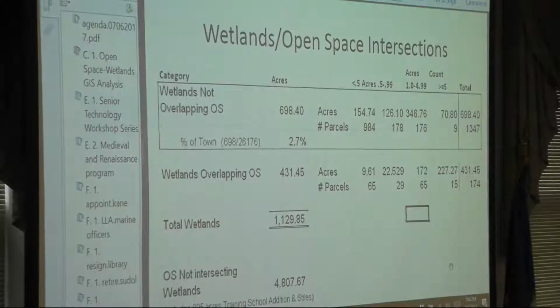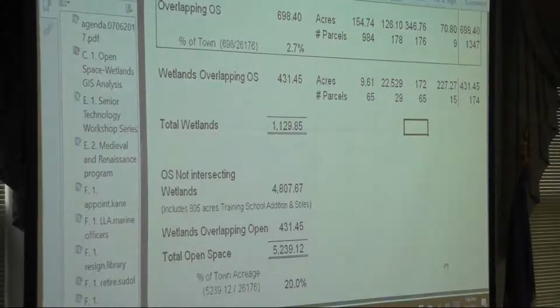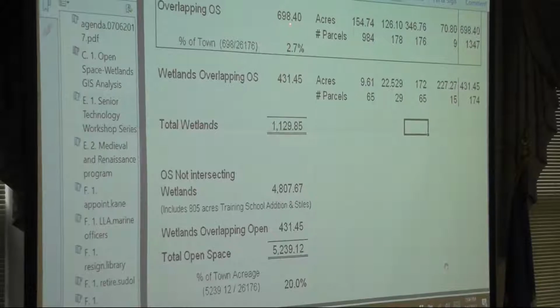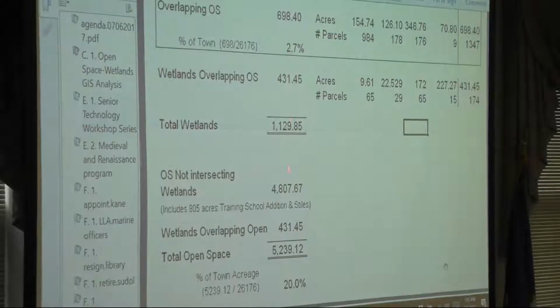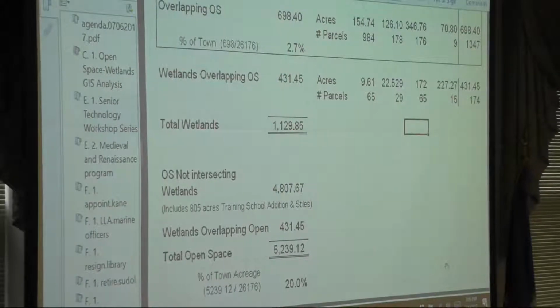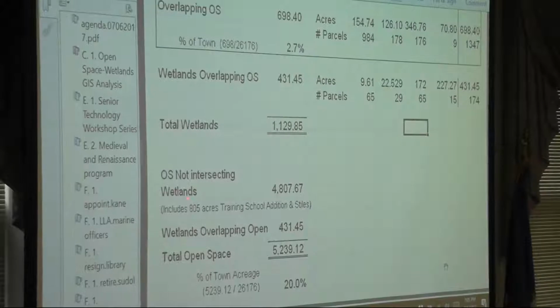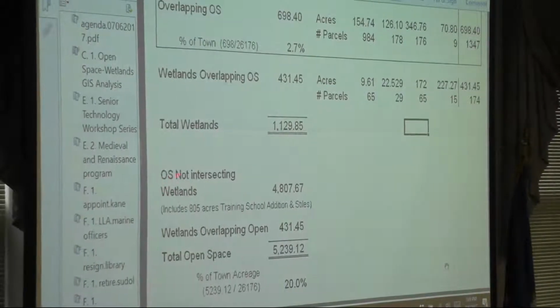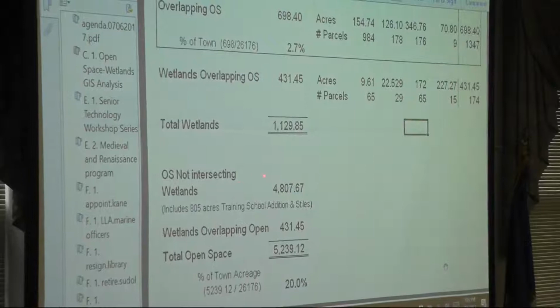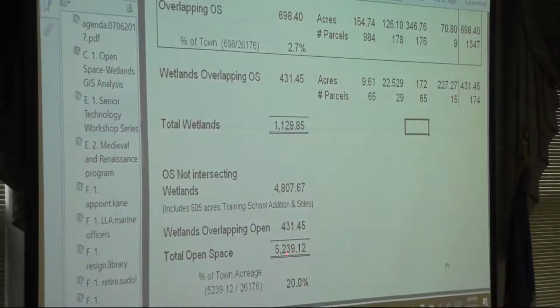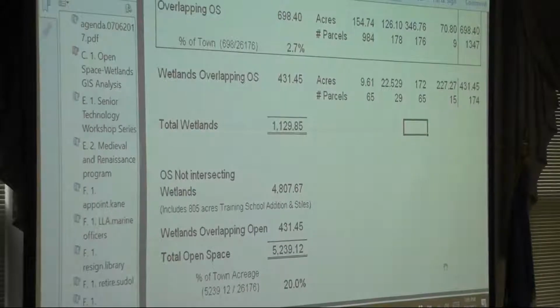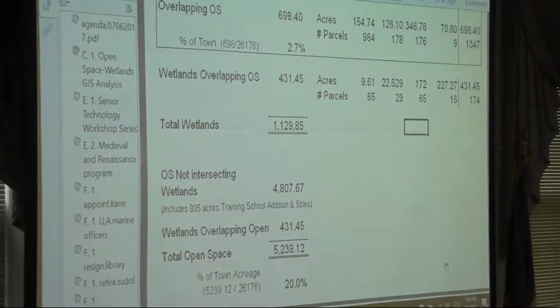Can you just scroll down a little bit? So if you take our total, 698 acres of wetlands not open space, and 431 that are already considered open space, that equals 1,129 acres of wetlands. You add that to open space that's not intersecting with wetlands at all, 4,800 acres. You add those two together and you come up with 5,239 acres of potential open space, which would be about 20% of this number.